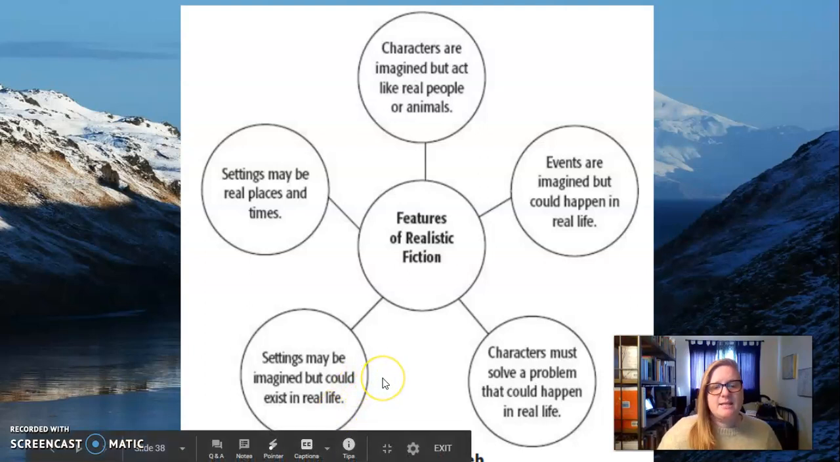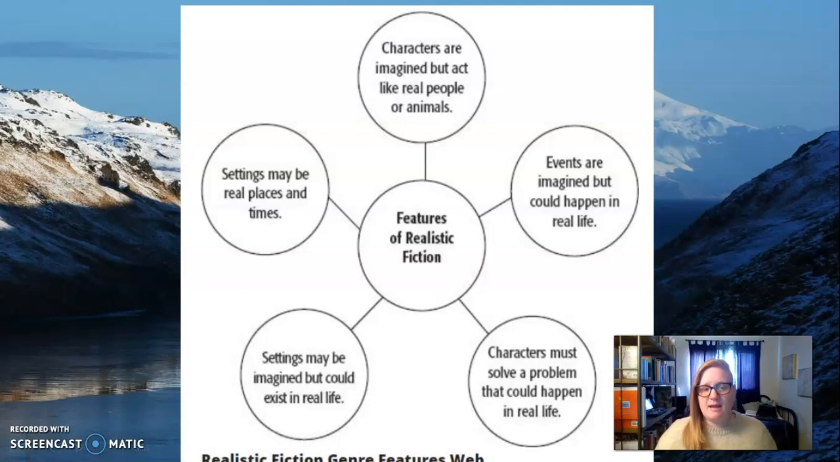Our next one right here. Settings may include imagined places, but could exist in real life. Okay, so Barrow, Alaska might not be real, but it sounds real and it could be real; that would be something that we would need to look up. But the kingdom that King Midas lives in is not real, and it couldn't exist in real life. There's no place in the universe where a king could have that castle and live his life.